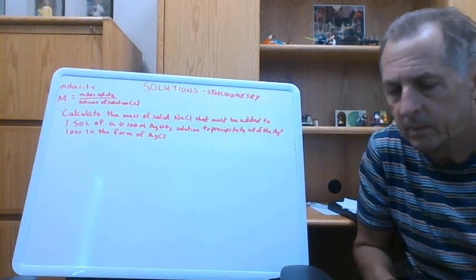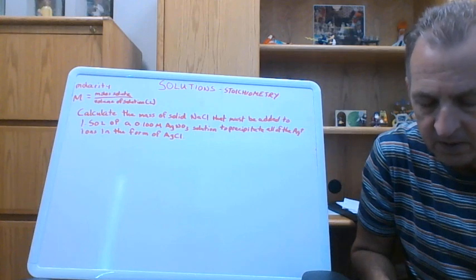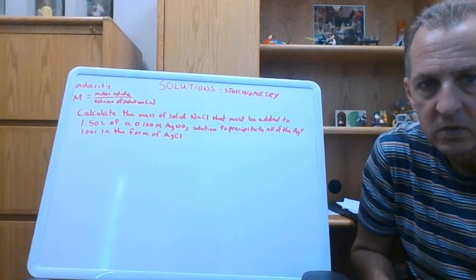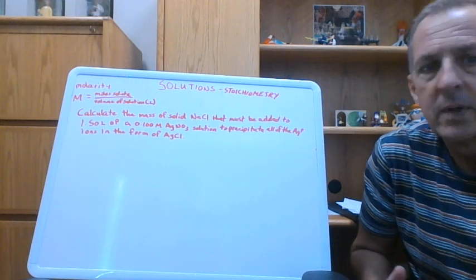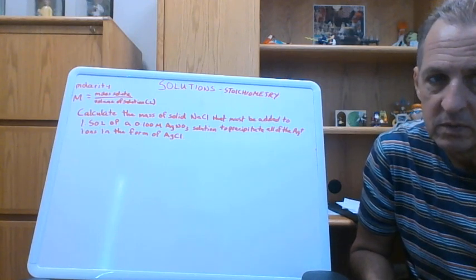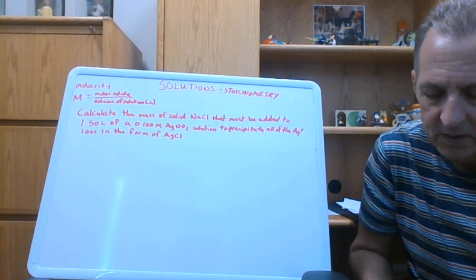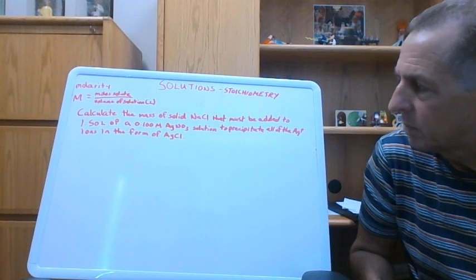All right, one final thing we're going to look at with solutions is how those concentrations work in stoichiometry type problems. So remember, stoichiometry problems, we have a balanced chemical equation and we're converting from moles of one part of the equation to moles of something else. So let's look at this problem here.